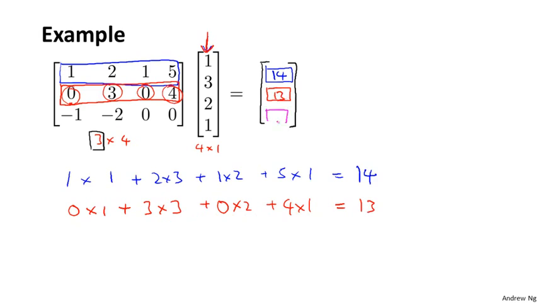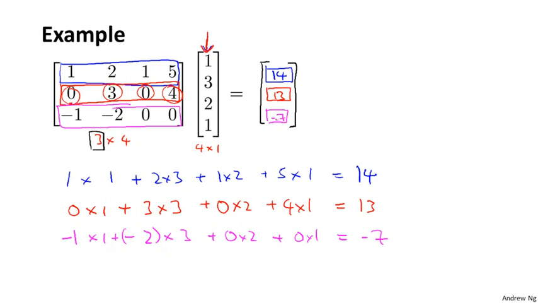And finally, for the last element, I'm going to take this last row. So I have minus 1 times 1, minus 2, or really this is plus negative 2, I guess, times 3, plus 0 times 2 plus 0 times 1. And so that's going to be minus 1 minus 6, which is going to be negative 7. Okay, so my final answer is this vector 14, just to write it out without the colors, 14, 13, negative 7. And as promised, the result here is a 3 by 1 matrix. So that's how you multiply a matrix and a vector.